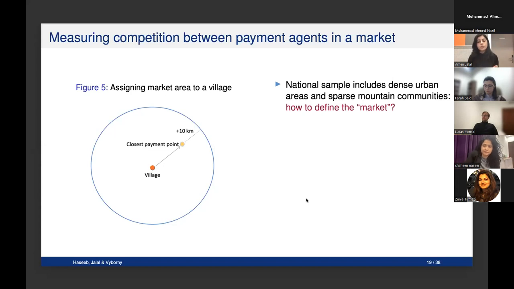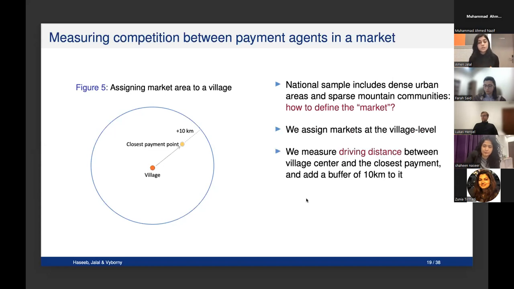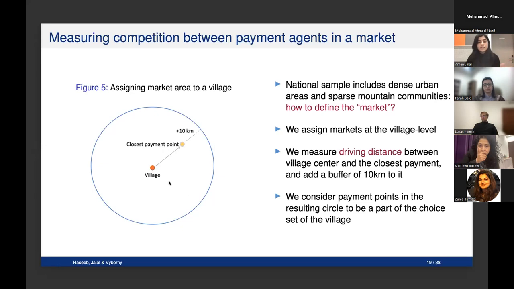So to incorporate these challenges, what we do is we look at the village center, the centroid of the village. We find the closest payment point to that center. This could be an ATM, it could be a human payment agent. And then we add a buffer of 10 kilometers driving distance to the closest payment point. We draw a circle, and everything that falls in that circle is going to be part of your market. So we construct village level markets in this way.